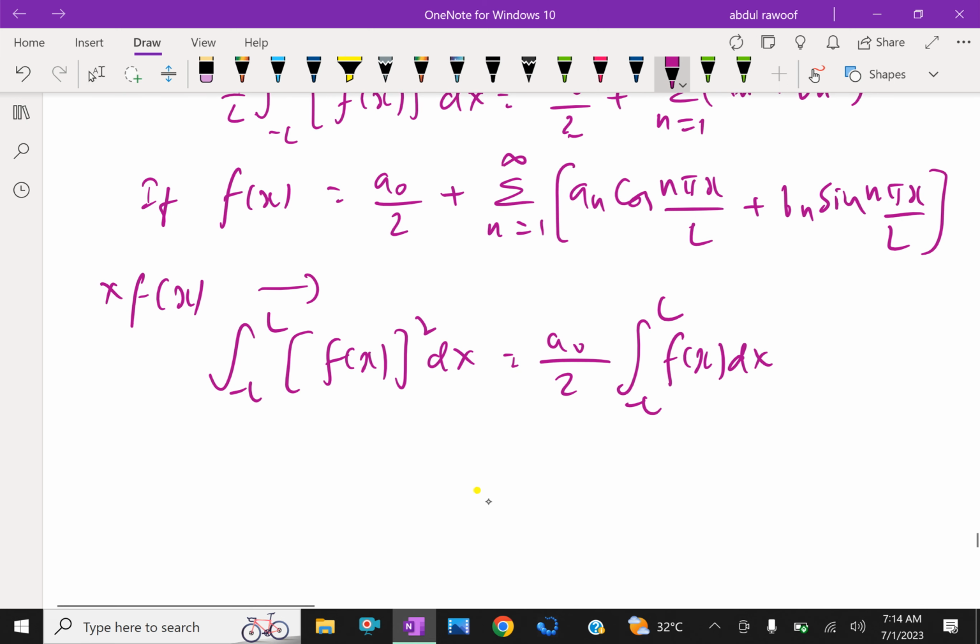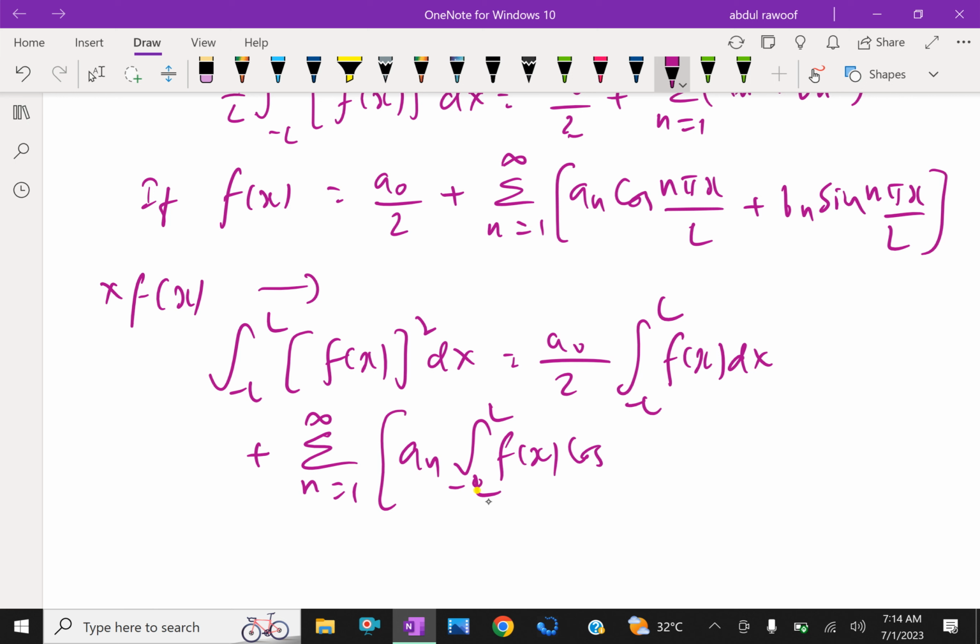Then plus sigma n equal to 1 to infinity an integral minus L to L f of x cos n pi x by L dx plus bn integral minus L to L f of x sin n pi x by L dx.